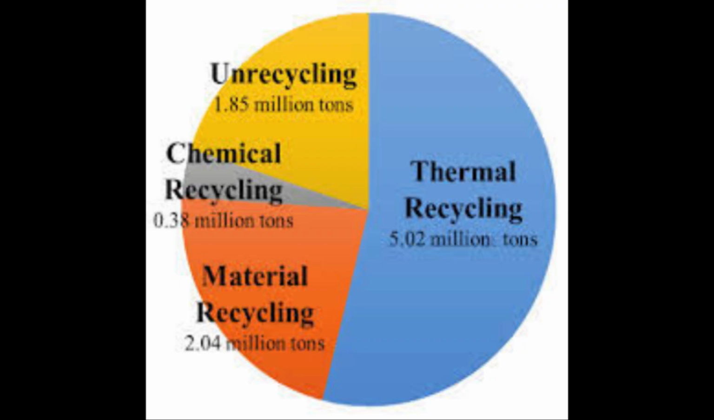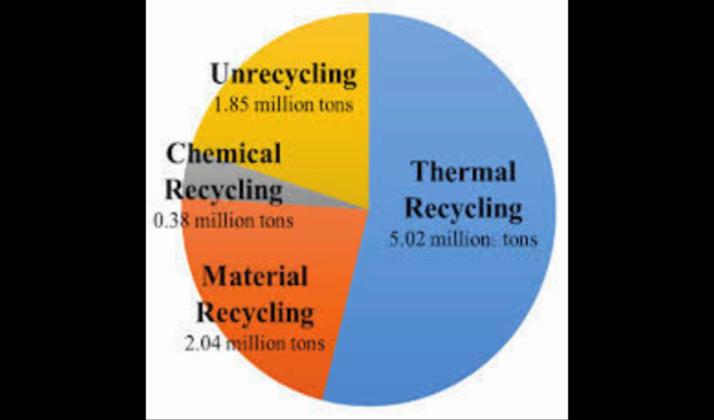The following graph gives information about different types of recycling. The items include thermal recycling, chemical recycling, and material recycling. You can see from this graph that, in recycling, the value is around 1.85 million tons. You can see from this graph that, in material recycling, the value is around 2 million tons, which is higher.